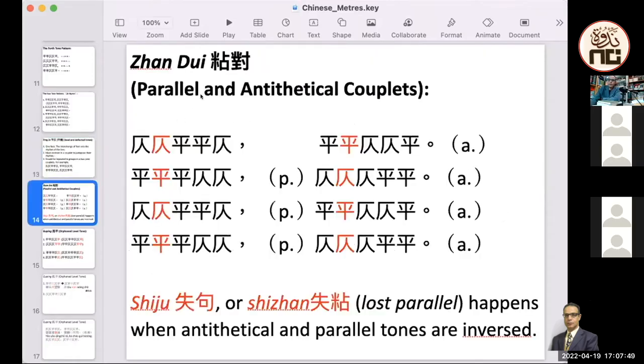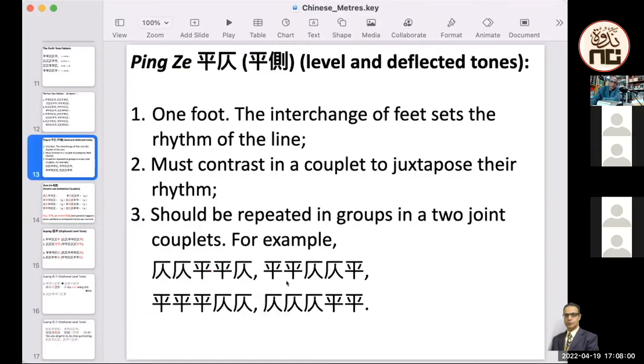There is something called jan tui. Jan meaning parallel, and tui meaning antithetical couplet. This is just what I have said just now. What I have said, this is called antithetical. The first and the second line must be antithetical, but the second line and the third line must be parallels.